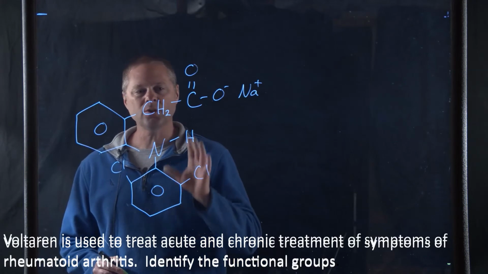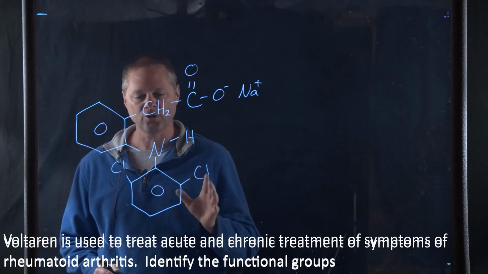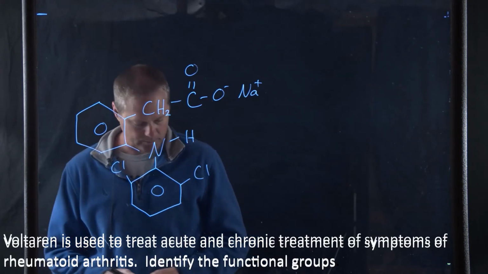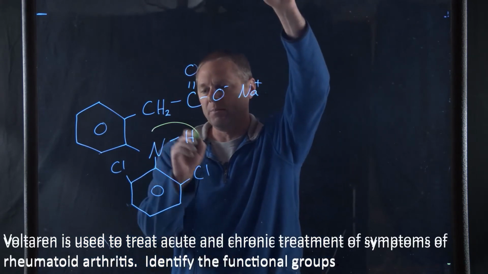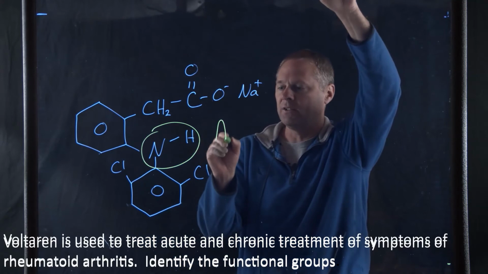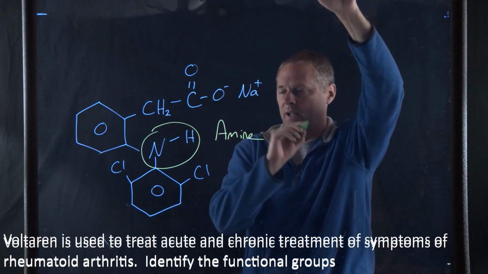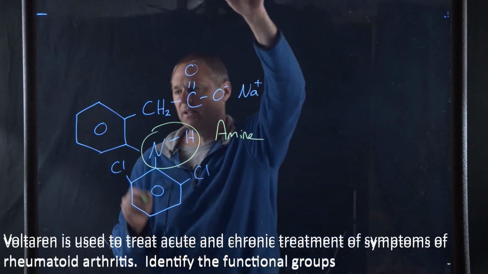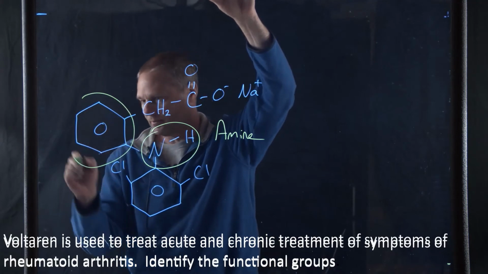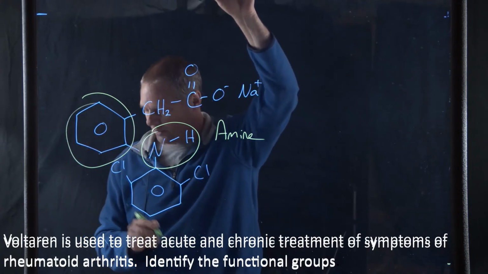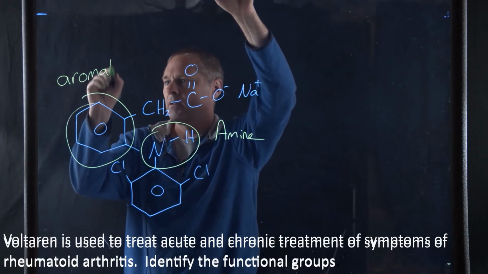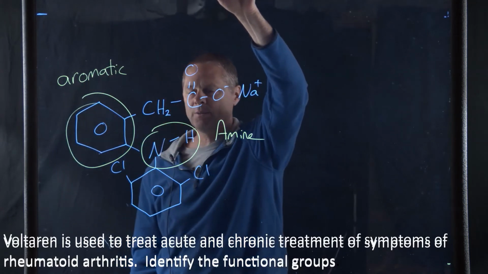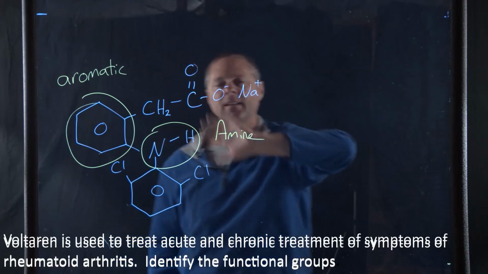But what we want to do is identify the different functional groups in this molecule. And so an easy one we can see right here is we have an amine. We've been already talking about amines, so this is going to be an amine. All right. This is going to be an aromatic. So that's going to be an aromatic. Then we've got this one.